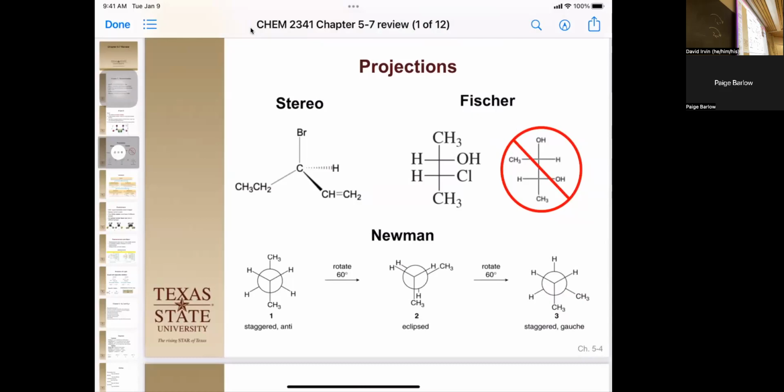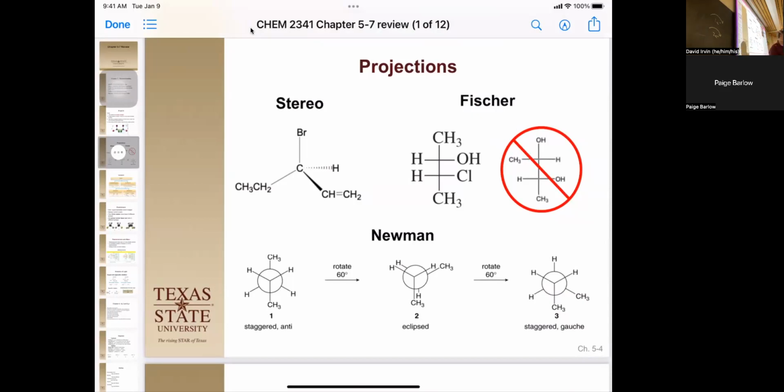The OH is on the top. The longest carbon chain must be in the vertical axis. That's a requirement for your Fischer projection. Longest carbon chain in your vertical axis. If you do not convert this, you cannot tell whether it is an enantiomer or a meso compound or what. You have to convert it to this, the correct structure.